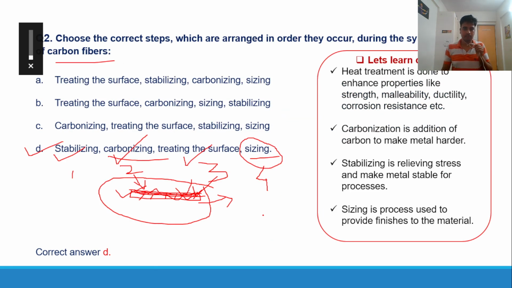Now we discussed heat treatment. Heat treatment is basically treatment given to the surface of a material, and it enhances properties like strength, malleability, and ductility. Carbonization is the addition of carbon to make the material harder. Stabilizing, relieving stress, and sizing is actually providing finishes. So this is the actual flow if we want to synthesize carbon fibers.